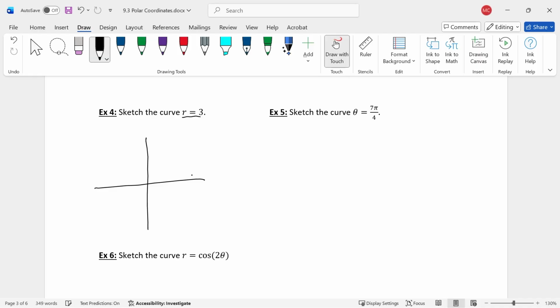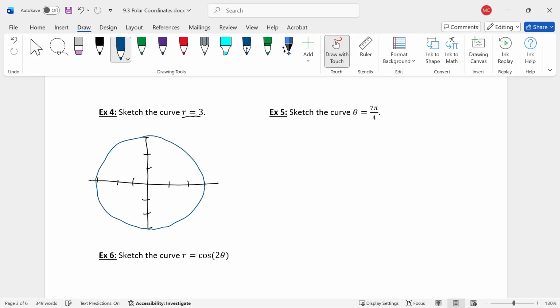Well, that just means that the radius for every point on your curve is 3. So we go out to 3, and we'll draw a nice circle at 3. And that's it. That's r equals 3, because this function, r equals 3, means the set of all points with distance 3 from the origin, or from the pole, when we're talking polar coordinates.